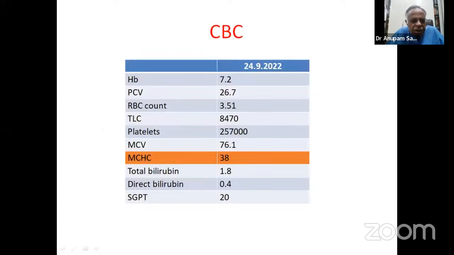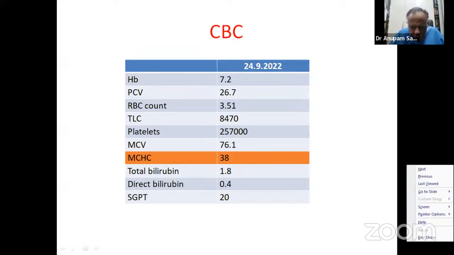So your patient had a hemoglobin of 7.2, PCV of 26.7, RBC count of 3.51, TLC 8,470, platelets are 2.57, MCV is 76.1, MCHC is 38, total bilirubin is 1.8, and direct bilirubin is 0.4, which means that the patient has an indirect hyperbilirubinemia, and SGPT is 20. Now, what is your thought process on that?